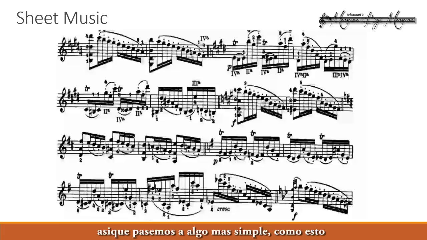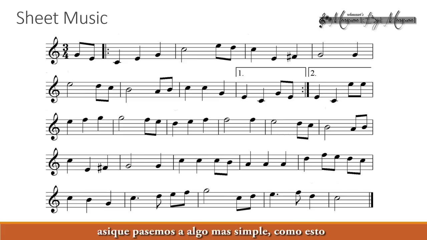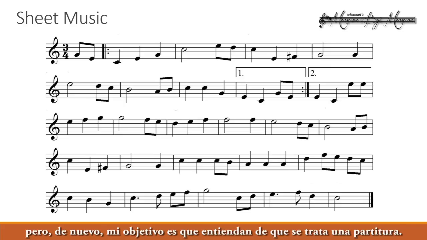So let's jump to something more simple like this. This is more along the lines of what you will be seeing in my videos. It doesn't necessarily mean that the song is easy, but it's definitely easier than the last music sheet. So again, my goal is for you to understand what music sheet is about.